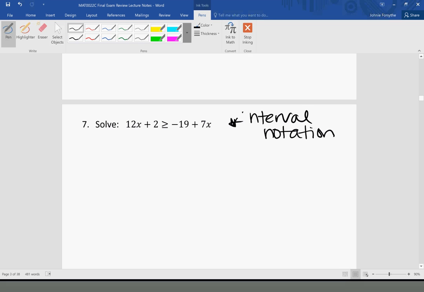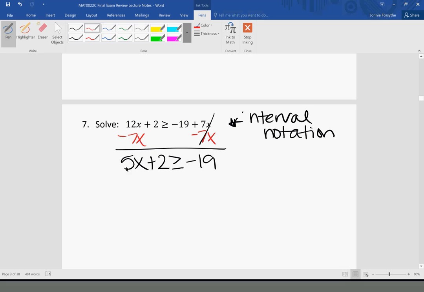Okay, so we're going to solve this as if it was an equation with an equal sign. So let's move the x terms to the left. I'm going to start by subtracting 7x. On the left, I'm going to have 12x minus 7x, which is 5x. I'm going to bring down that plus 2, which is greater than or equal to negative 19. And 7x minus 7x cancels out.